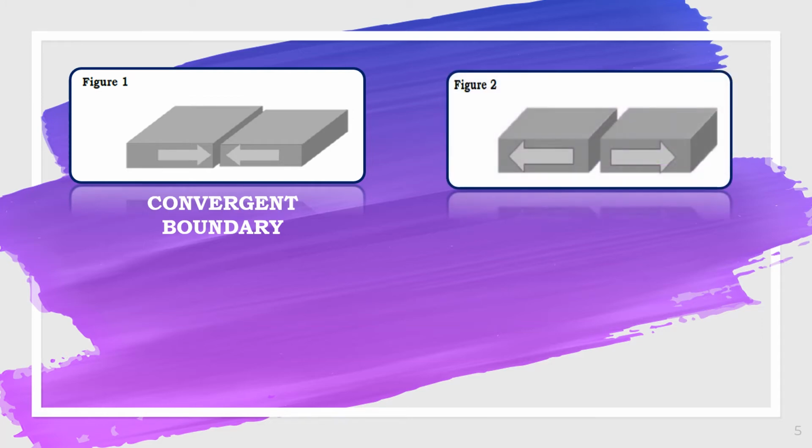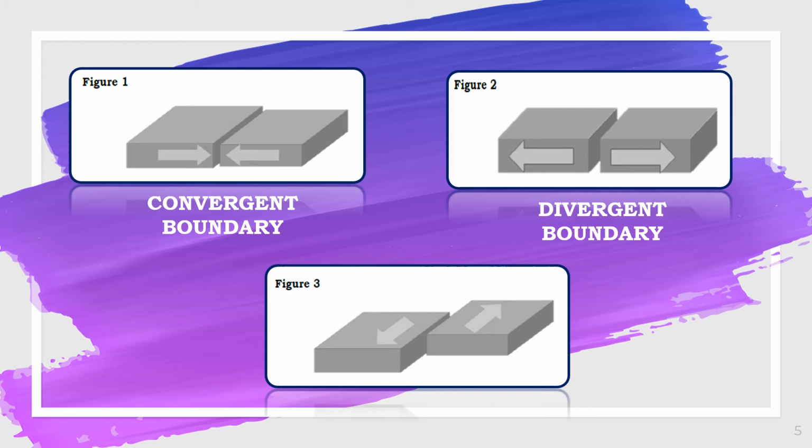Let's go back to the figures. We can say that figure number 1, since they move towards each other, is what we call the convergent boundary. Next, figure number 2, since they move away from each other, is called a divergent boundary. And the third one, since they slip past each other, is now called a transform fault boundary.